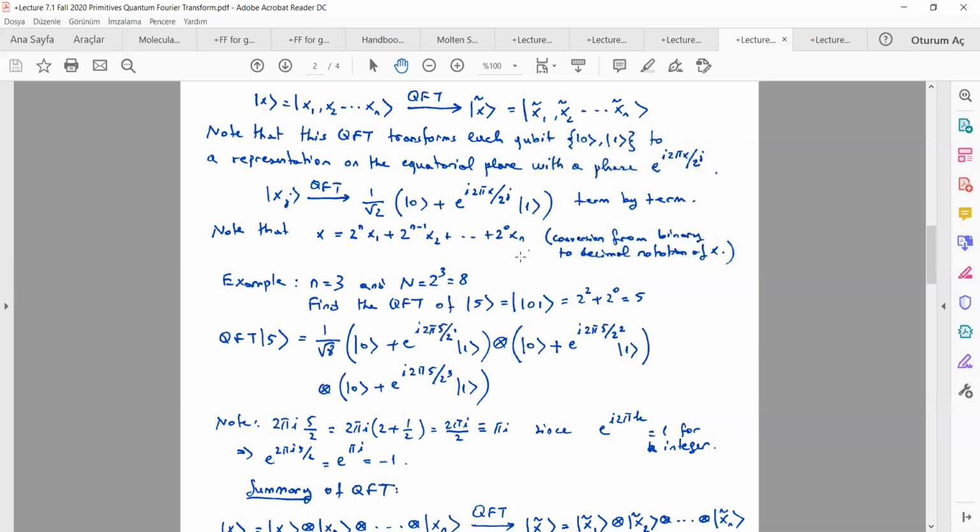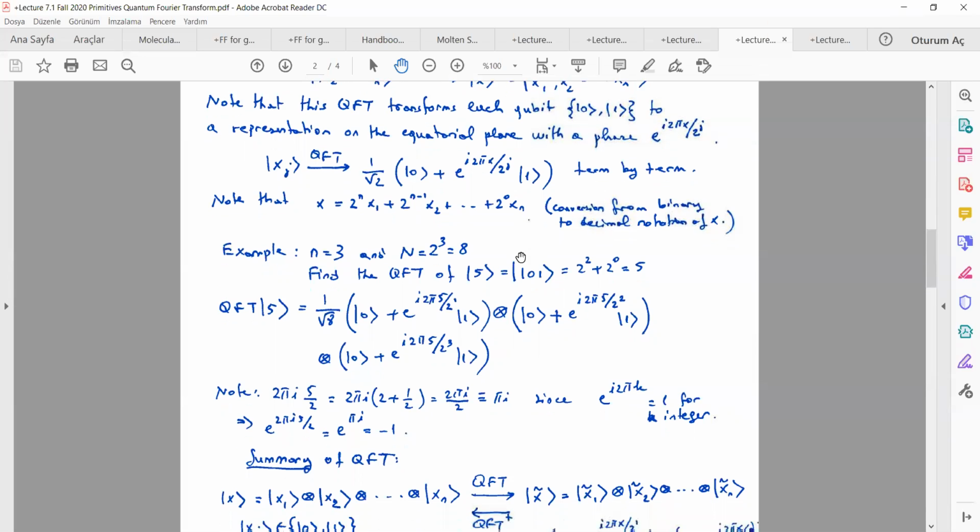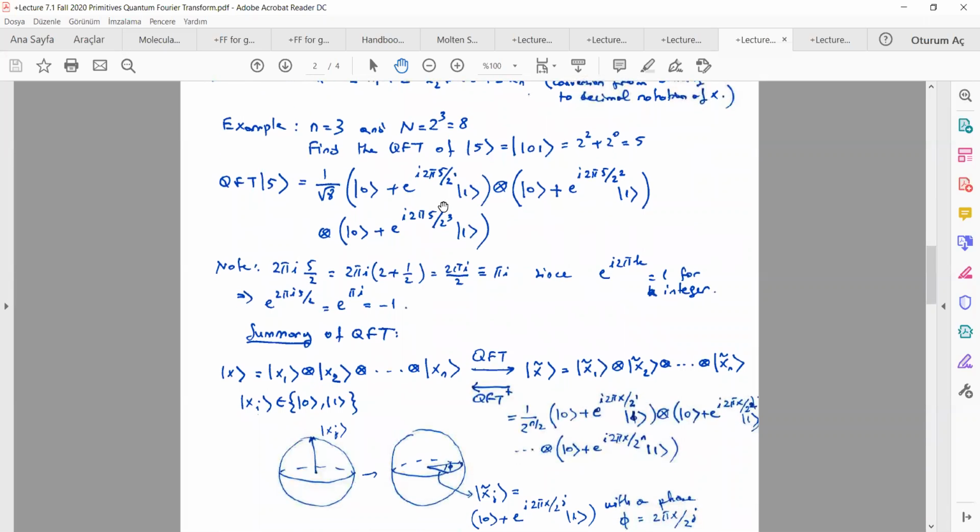Just to illustrate this further, let's take an example for n equals 3. Now, for small n equals 3, that means we have 3 qubits, and correspondingly, we have capital N equals 8, 2 to the 3, 8 possible quantum states. So we'd like to find the quantum Fourier transform of ket 5. Let's say in the input we have the ket 101 state, and in the decimal notation, this corresponds to 5, because 101 in binary is 5, in decimal notation.